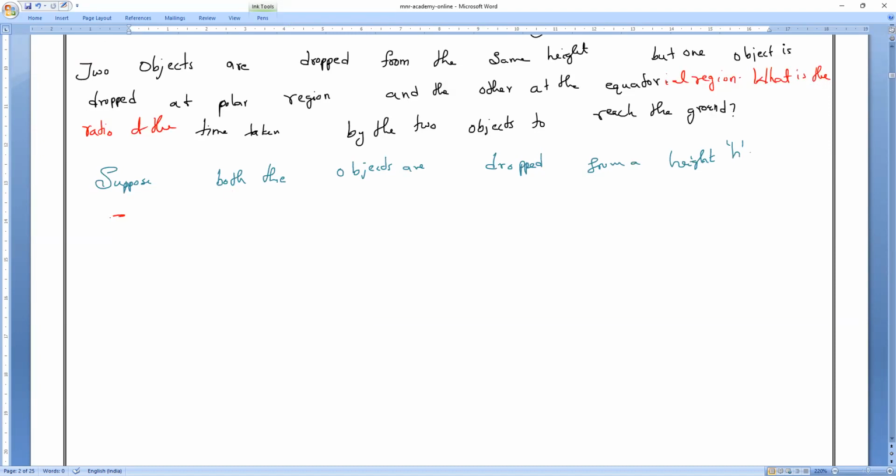So now first for the object at the polar region. Any problem for anybody? The object is where? First, the polar region. What next? The second one is what? The second one is at the equator. Okay, so first let us find the time period at the poles.